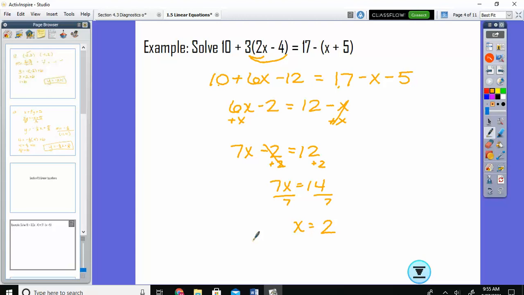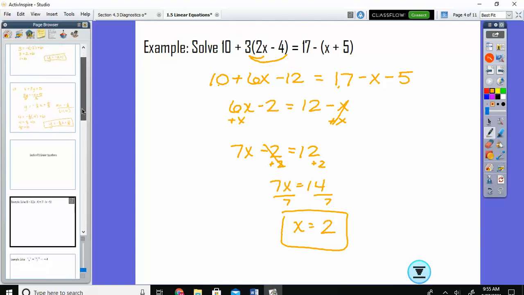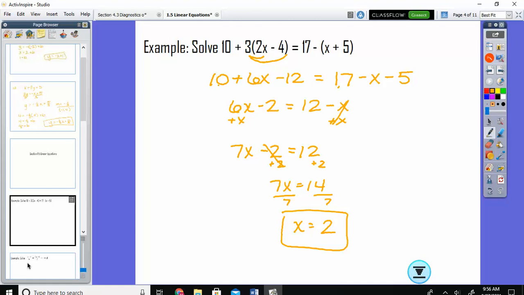The nice thing about just these linear equations, you can always check it at the end. How do we check it? Plug it back into the original. So I'm not going to take the time to do that right now, but you always can. You just put it into both sides and make sure they're equal to one another. All right. So far so good.